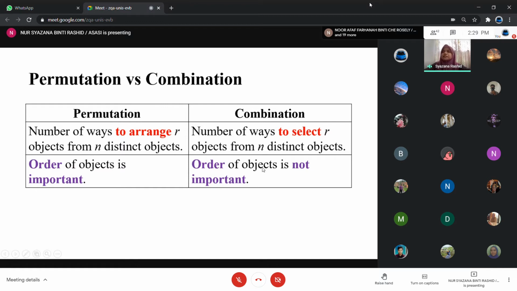Okay, for combination, order is not important. If you can understand this characteristic, so bila you baca soalan, you tengok soalan tu karakteristik dia dekat mana? Order important or order not important? Ada tak perkataan ni? Arrangement, selection, pick, choose, draw. So benda-benda tu yang akan bantu you untuk jawab soalan permutation, combination. Sebenarnya dia tak susah. Dia tak susah kalau you faham konsep ni.